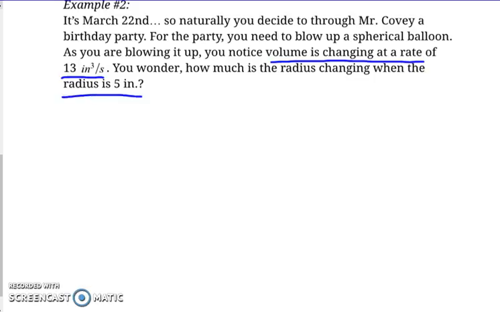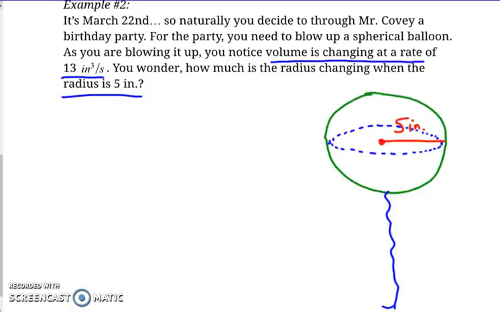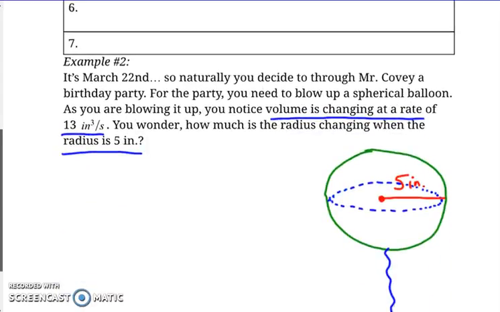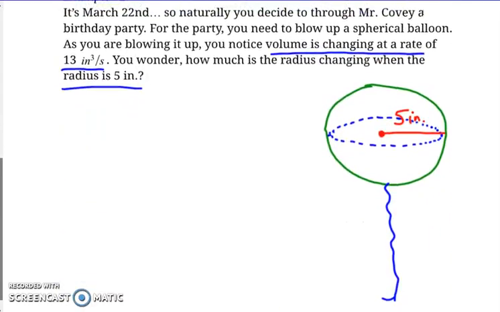Our first step is going to be to draw a picture. Okay, so we draw a picture. We're talking about a balloon being blown up, and we're talking at the moment when it has a radius of 5 inches. Sliding up to our steps here. First step, draw a picture. Okay, going back down here, our second step is going to be to state what we are trying to find.